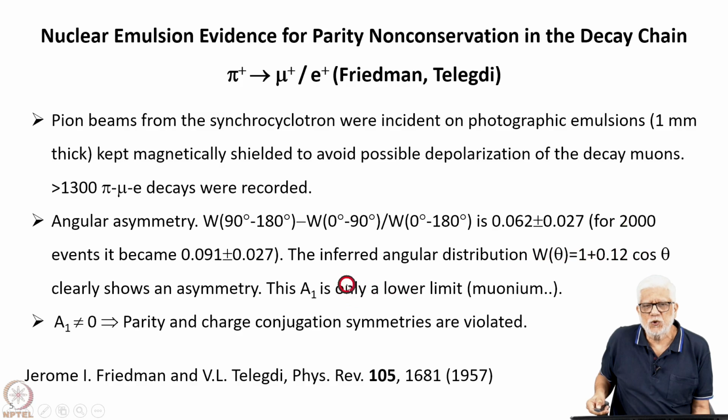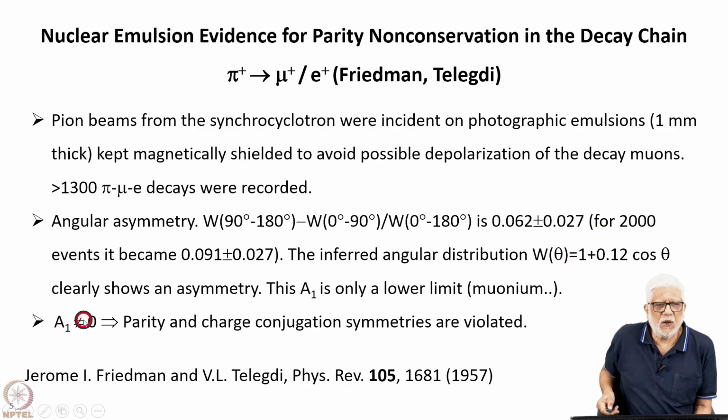And they also mentioned that this A1 is only a lower limit, because of course, the muon gets captured in the atoms of the emulsion, and that contributes to some depolarization as well. Of course, they took care to shield all external magnetic fields so that they do not depolarize, but the muonium, of course, depolarizes it somewhat. So, this is only a lower limit on the asymmetry. The asymmetry is actually larger than this.